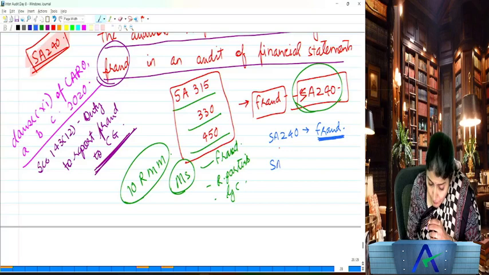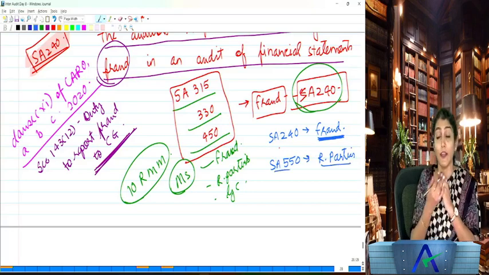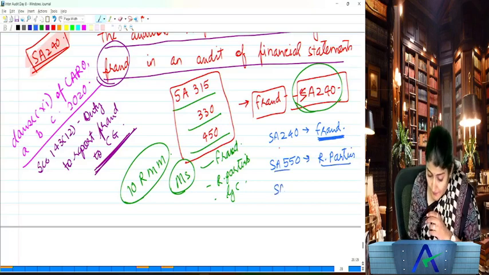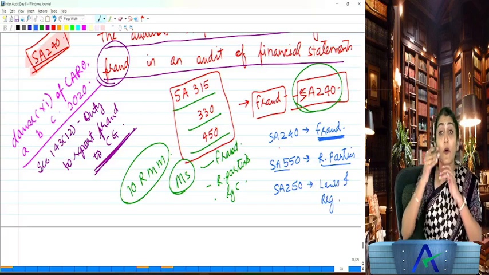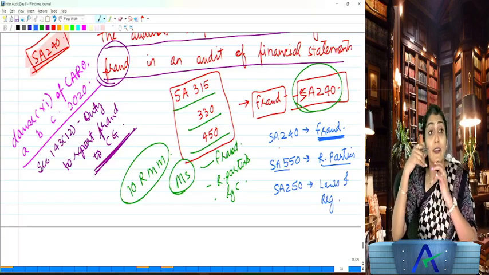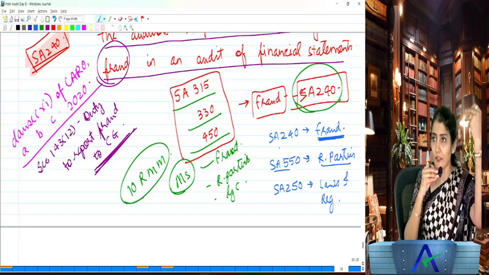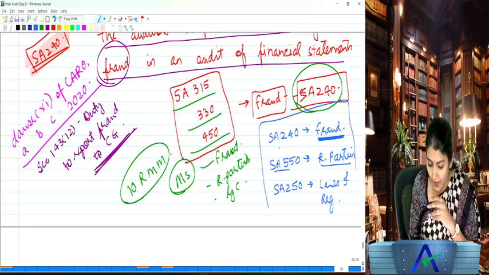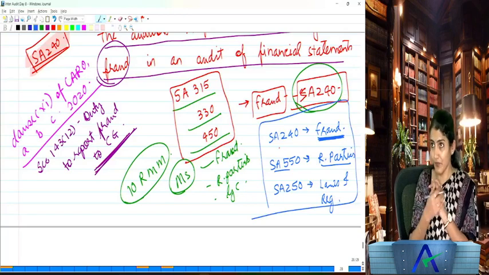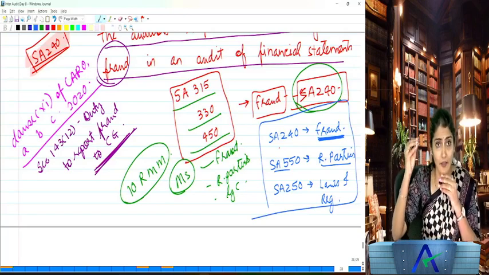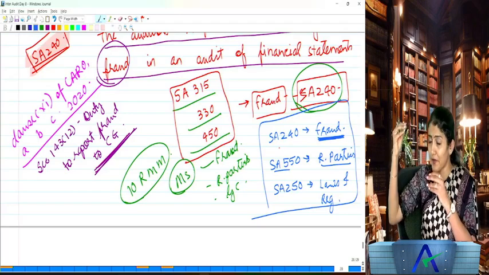Then when I come to SA 550, it is only and only talking about the risk response relating to related parties. Say when I come to 250, it is only and only talking about the risk relating to compliance with laws and regulations. So what do you understand from this? Okay, one, wholesale standards 315, 330, 450. But we also have the exclusive standards. Are you able to follow this, everyone?